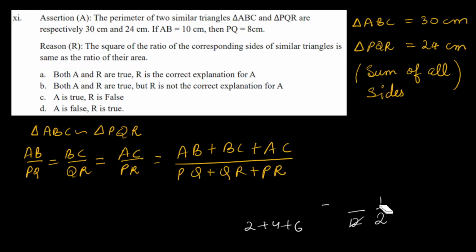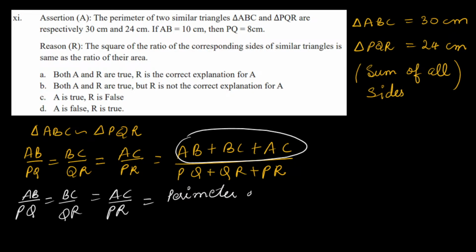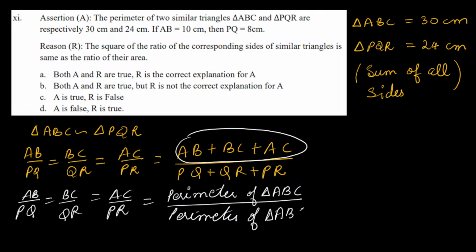So that's why, if AB by PQ is equal to BC by QR is equal to AC by PR, we can write this as equal to the ratio of the sum of these sides also. Now what is the sum of the sides? The sum of the sides is the perimeter. So I can write it as the perimeter of triangle ABC by the perimeter of triangle PQR. So this we got.